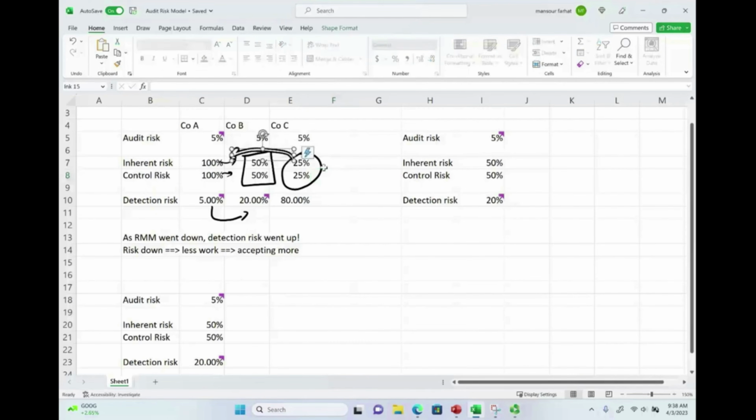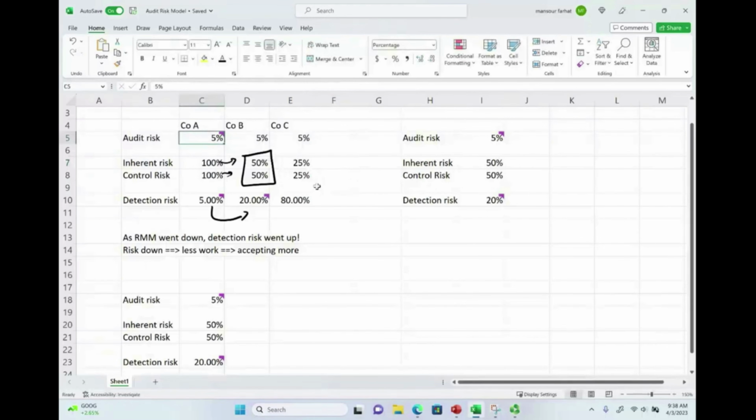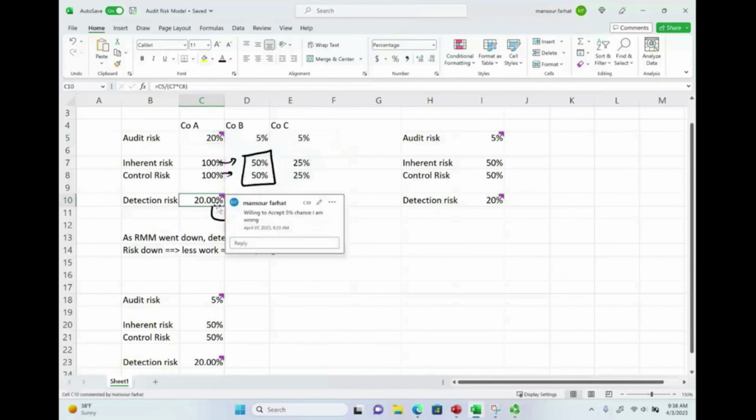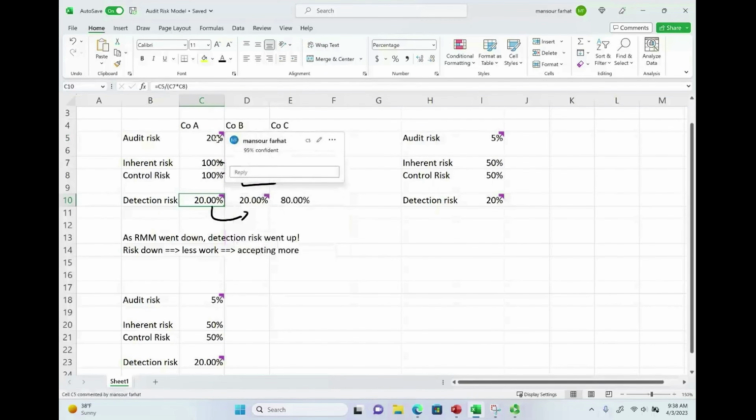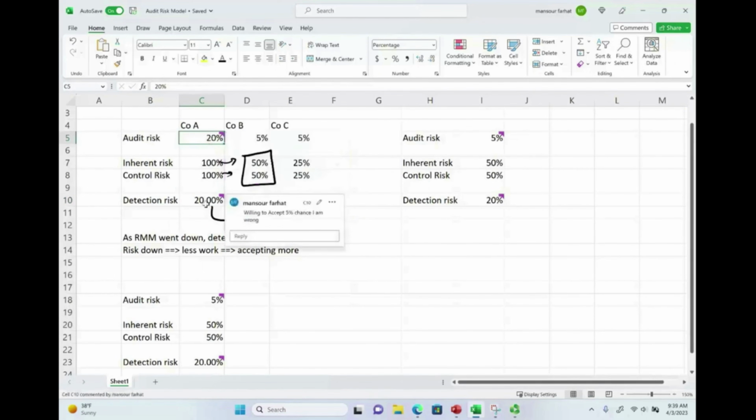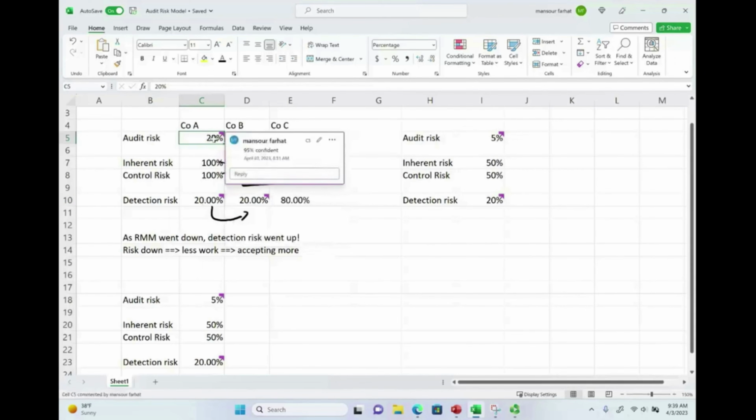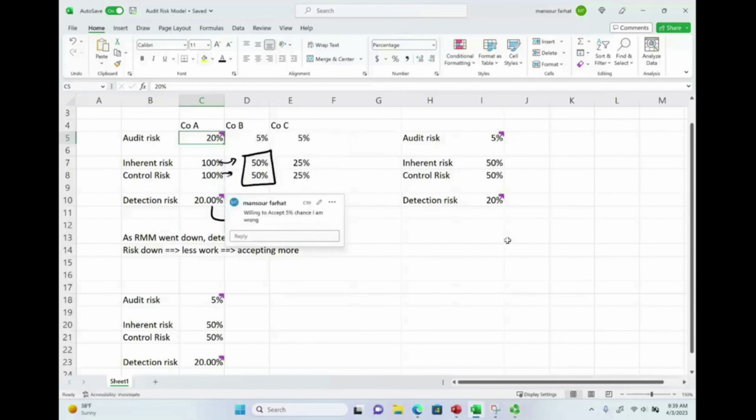Now, let me just change one more thing here to show you the relationship. If my audit risk is, rather than 5%, 20%, notice if I want to be only 80% confident, I can do less work. Why? Because I only accept 80% confidence. I only want to be 80% confident. Because my audit risk is 20%, then I'm willing to take more of a chance.